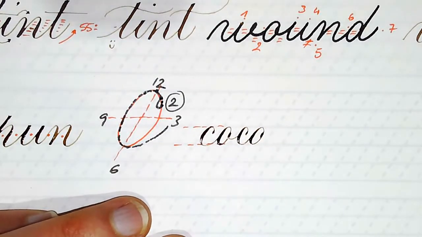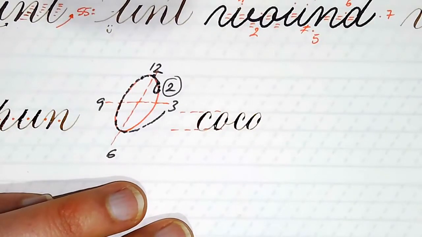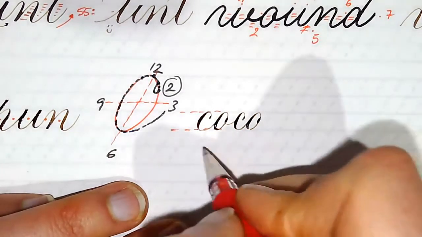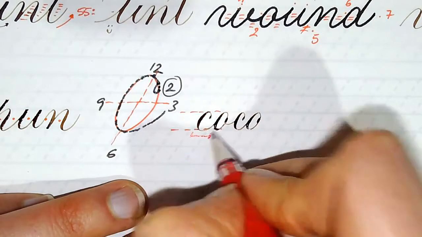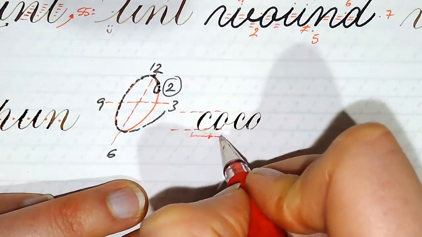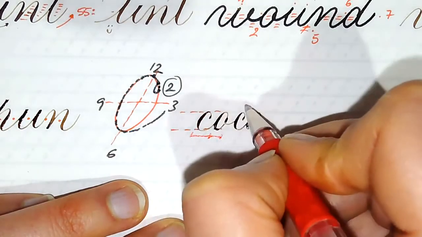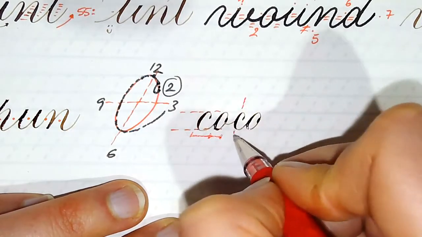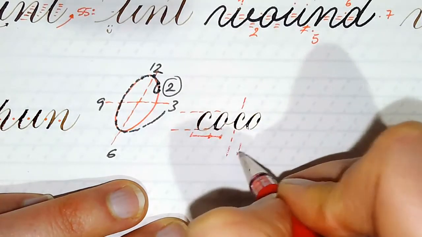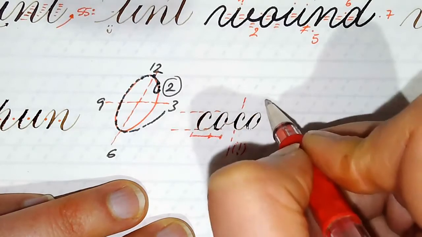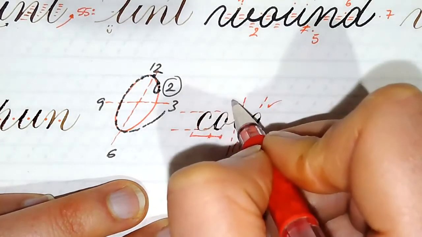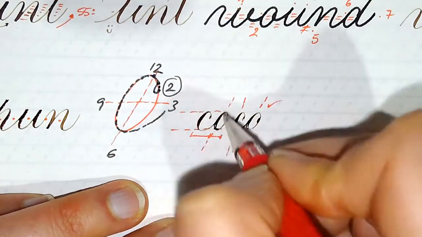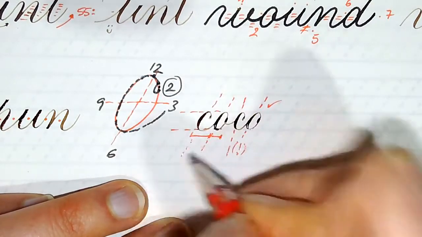The things I can see are clearer now because of the lighting. This C is a lot wider than the O next to it. This C is completely off the slant, so I have to be careful in here as well. This is correct, okay? But I can see the difference between the angles of the letter forms.